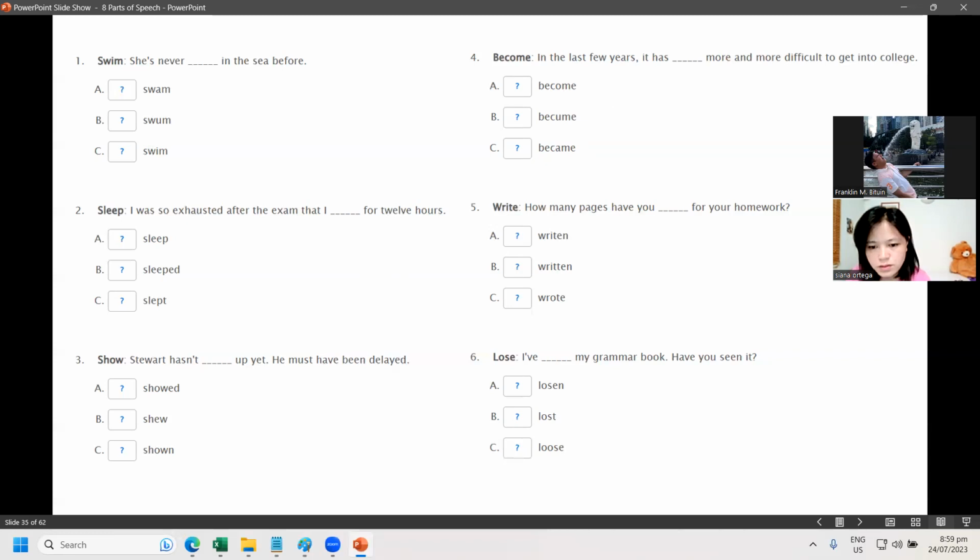Have you seen it? I've lose, letter C or letter loosen? Letter C or A? A. Loosen. I loosened my grandmother's book. Have you seen it? Are you sure? Letter A.